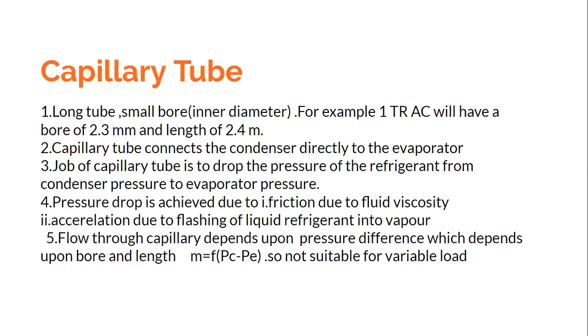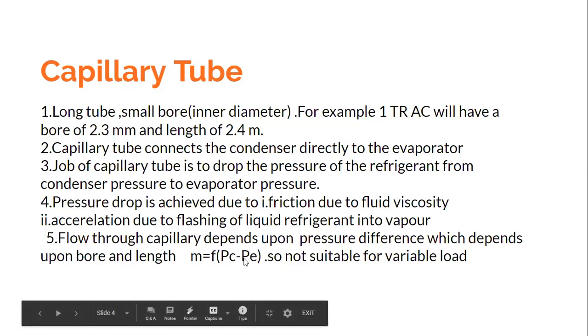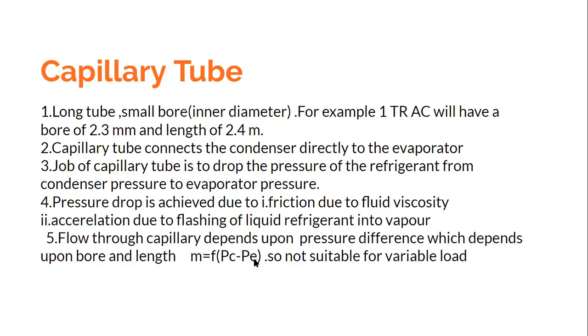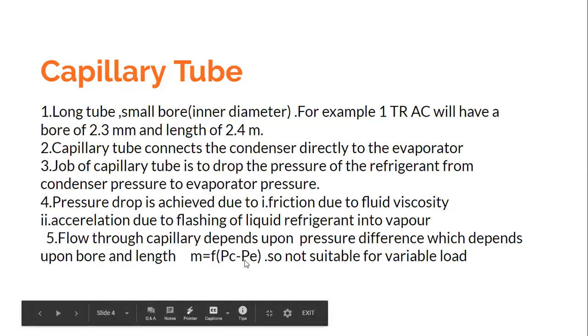So how much would the refrigerant flow? What would be the flow rate of the refrigerant in the capillary tube? That is a function of the pressure of the condenser and the pressure of the evaporator. If the pressure difference is large, there is a huge pressure difference, the mass flow rate would increase. If the pressure difference reduces, the mass flow rate would reduce. So this is one of the parameters which would influence the mass flow rate.